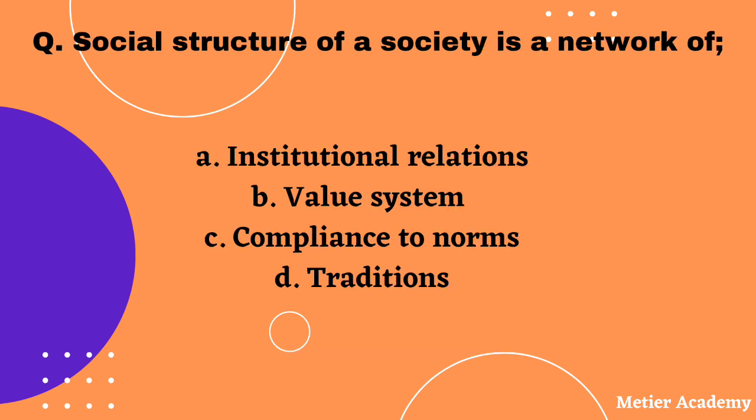Social structure of a society is a network of institutional relations, value system, compliance to norms, tradition. And here the correct answer is option C, compliance to norms.